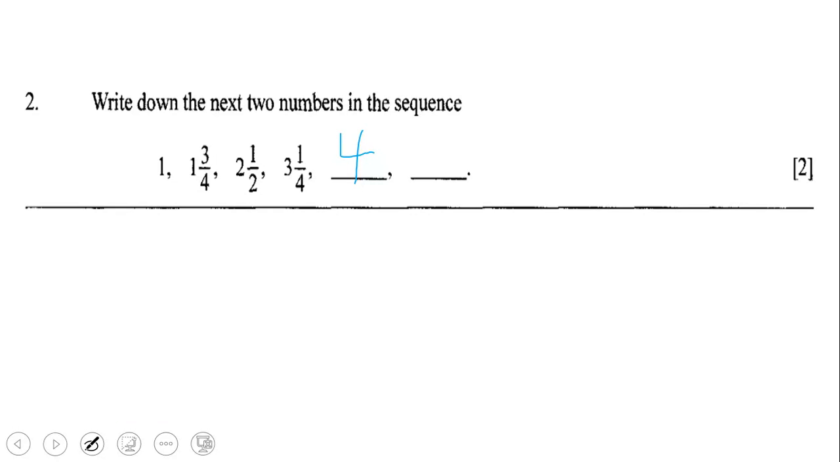Now we're going to add 3 over 4 to 4. So we have 4 plus 3 over 4, and 4 plus 3 over 4 is indeed 4 and 3 over 4. So the next missing number is indeed 4 and 3 over 4. And that is the answer.